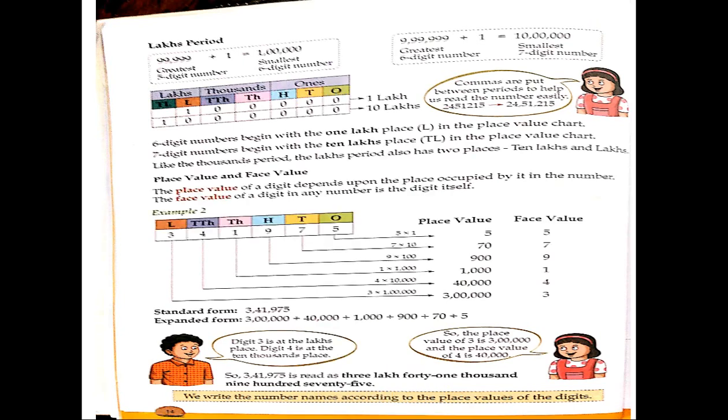Next we are going to learn about lakhs, that means one step further from 10,000, and here lakh is divided into two parts, that is 10 lakh and lakh. Before that we have to know again about the greatest 5 digit, smallest 6 digit, greatest 6 digit and smallest 7 digit numbers, same as we have learned before.